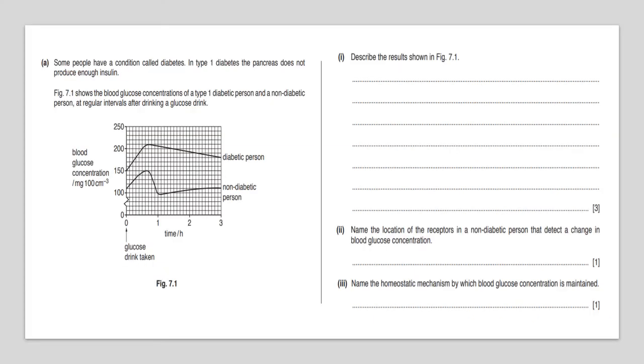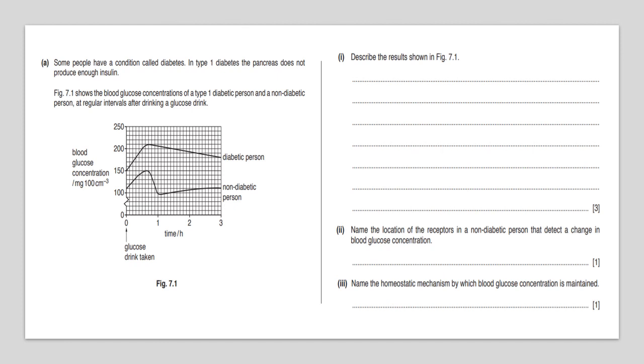Now let's look at another question. I believe this is a different question because I see it says A here, so I'm guessing this is question 7. And it says here, some people have a condition called diabetes. In type 1 diabetes, the pancreas does not produce enough insulin.